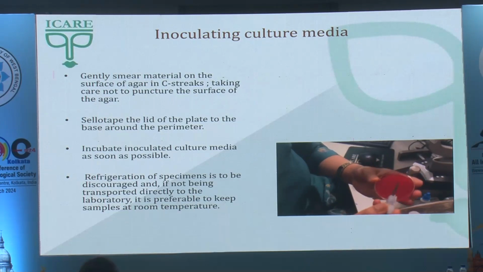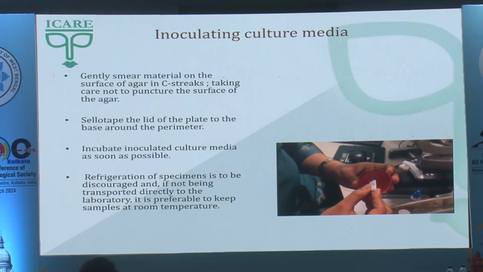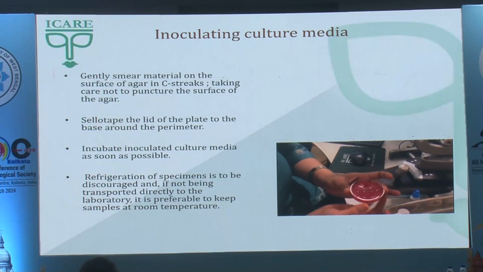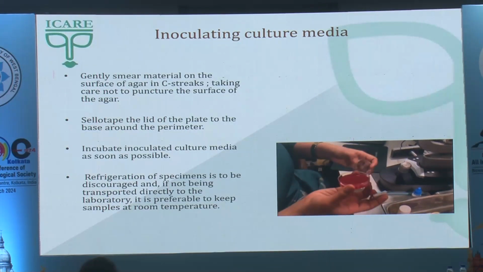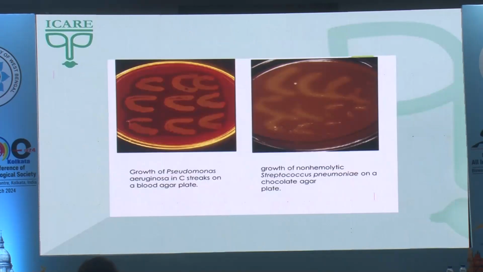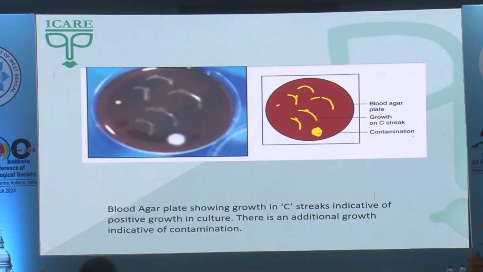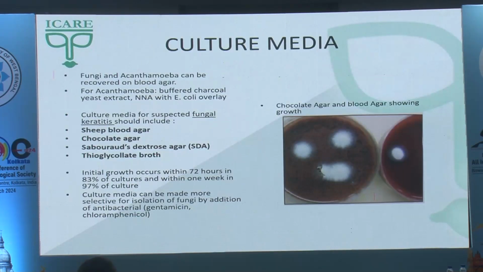So for inoculating the culture media, gently smear with C streaking, making sure not to puncture the surface of the agar. Seal the plate and incubate the media as soon as possible. Refrigeration should be totally avoided, and even if there is a gap before transfer to the lab, the samples should be kept at room temperature. This is C streaks showing growth. Here you can see that there's a contamination also.